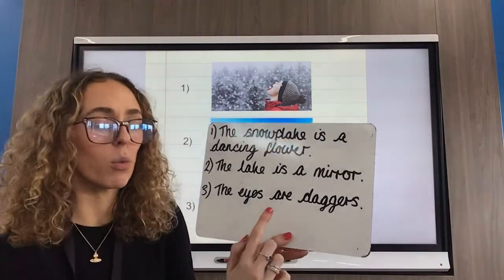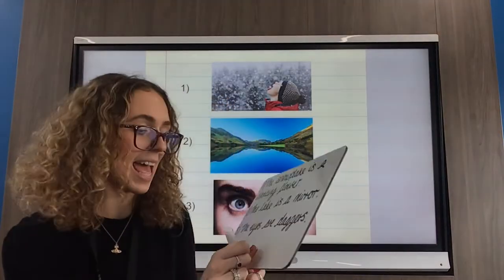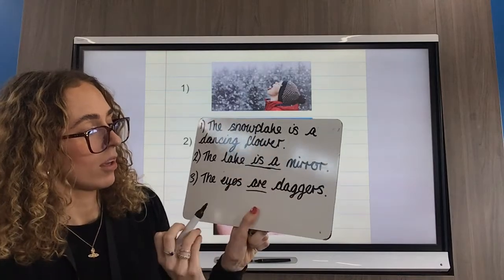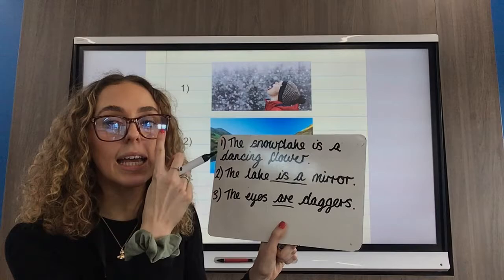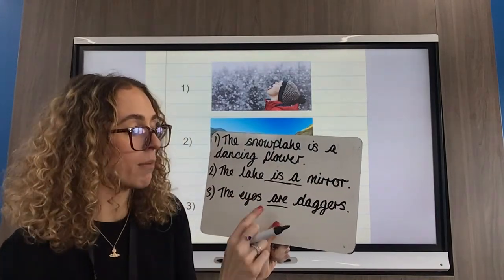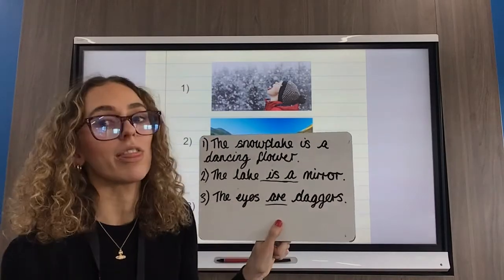Okay, so have a think, why have I used are there instead of is a? The eyes are, the lake is a. Okay, I've used are because eyes are plural, there are 2 eyes, okay? Lake is singular, there is 1 lake. So you might want to use are if you've got an item with more than 1 thing, okay?